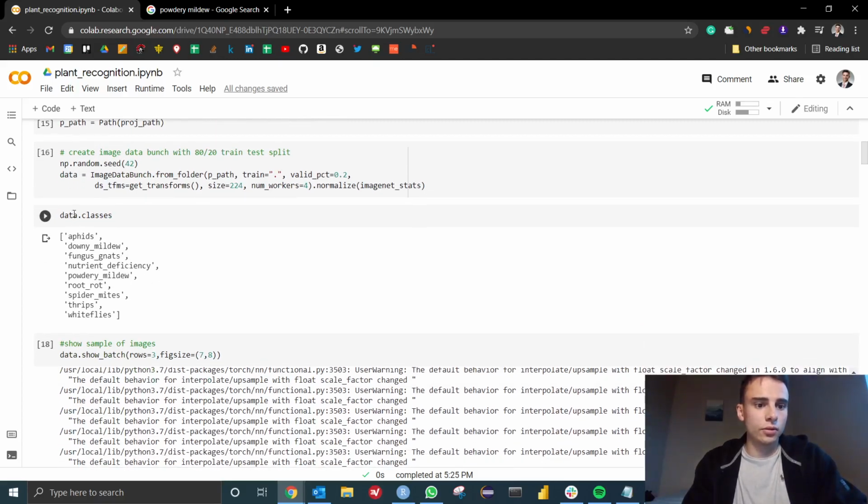To look at those data classes, I just ran this code and it shows us all the nine different plant diseases that are very common in hydroponics. I created all those files in a project folder and uploaded all the images that I downloaded from Google into these folders.